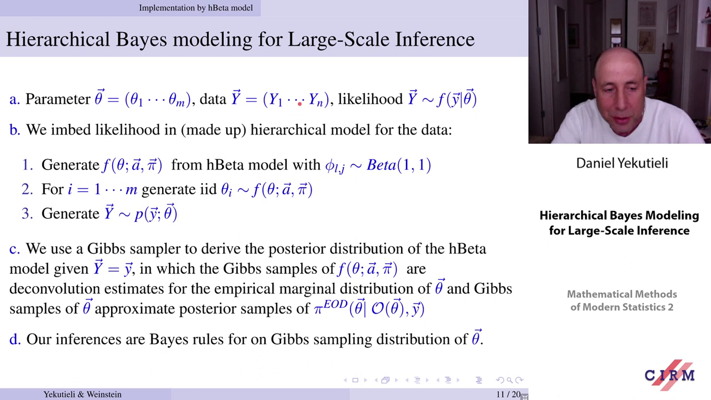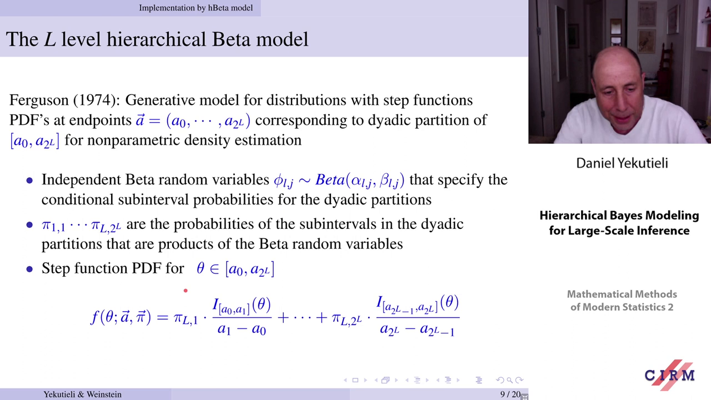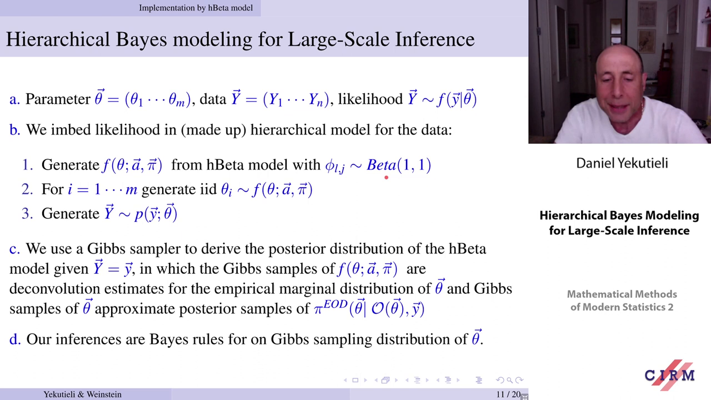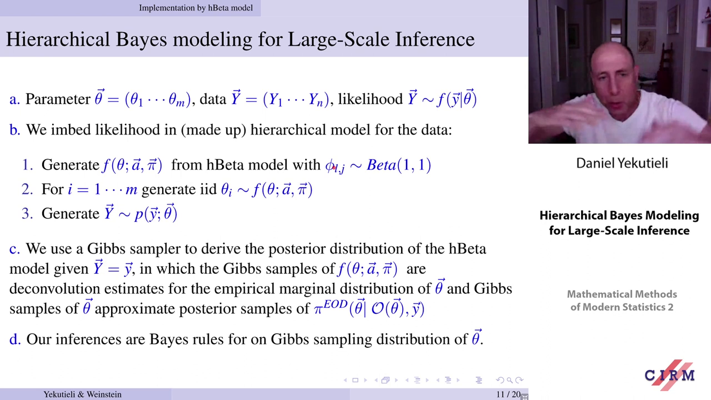First of all, we generate a distribution function. This distribution function is simply this step function, whereas in general, the beta can have any hyperparameters. When we begin our Bayesian machinery, we initially assume that the hyperparameters for generating this function are beta 1,1. This means that initially each of these phis is uniform on 0,1, which gives us a whole host of different functions in a non-parametric way.